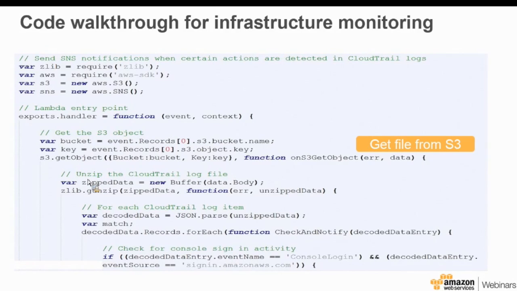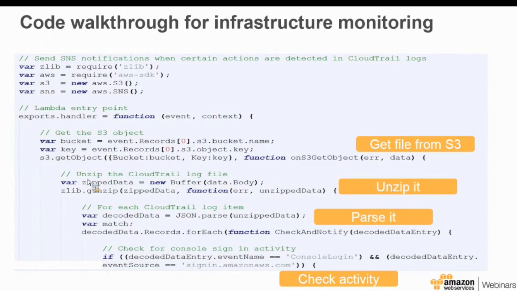The CloudTrail is zipped and it's in a JSON format, so I first have to unzip it, and then I have to parse it using a JSON.parse. But that gives me a decoded data buffer. Inside this buffer would be a bunch of events that CloudTrail has logged. So I could check activity for each record inside the decoded data and try to figure out what I'm looking for.